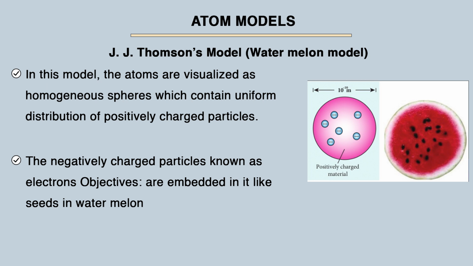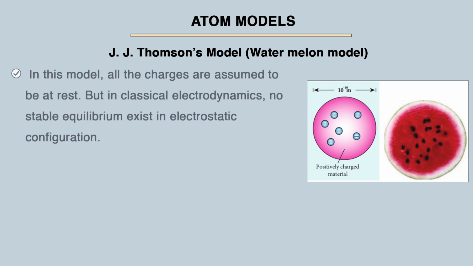In this model, atoms are visualized as a homogeneous sphere which contains a uniform distribution of positively charged particles, and the negatively charged particles, basically electrons, are embedded in it like seeds in a watermelon. The main drawback of this model was that all these charges are assumed to be at rest, and when we use classical electrodynamics, we know that no stable equilibrium can exist in an electrostatic configuration.